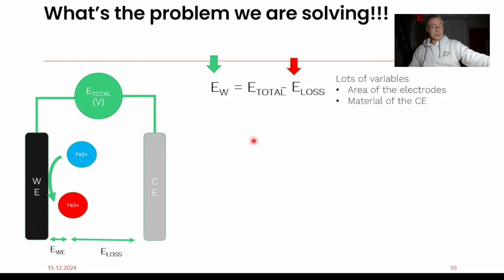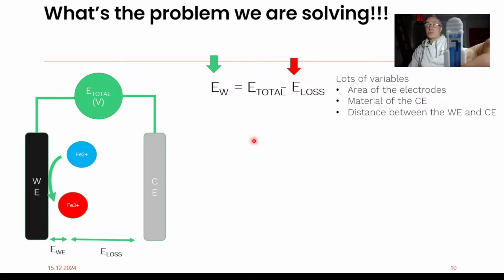The material of the counter electrode, at least when you're using screen printed electrodes from ZP, for example, is not uncontrolled, because it's fixed. The distance between the working electrode and counter electrode is often an uncontrolled parameter for people who are not using screen printed electrodes, because they have the capability of setting up the electrochemical cell any way they want. But on a screen printed electrode, that is not an uncontrolled variable.